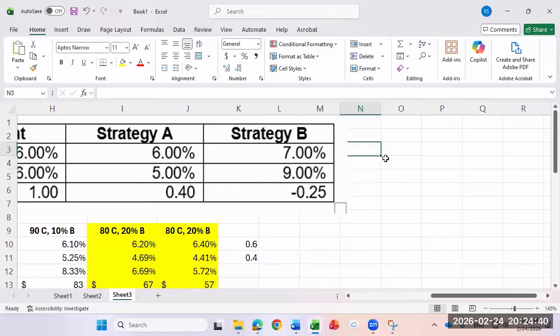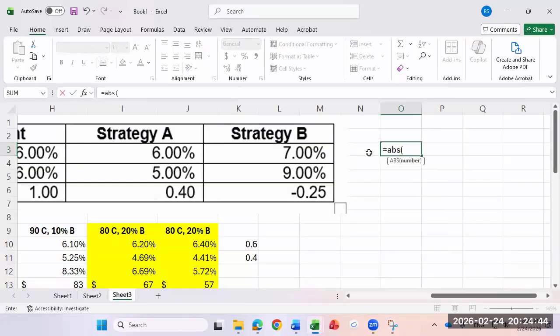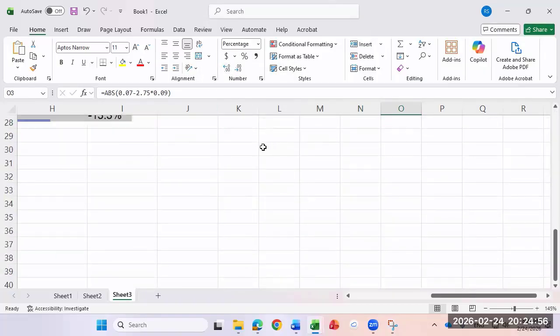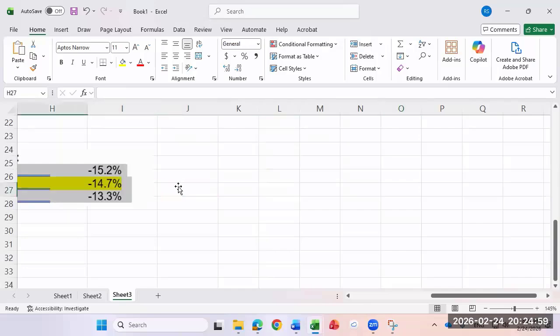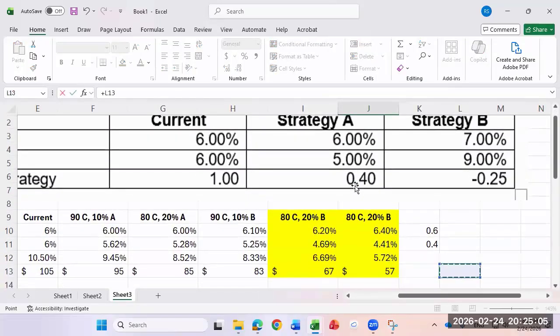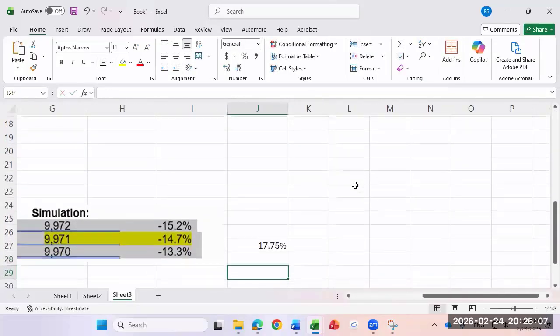So his mean was 7%. Number of standard deviations 2.75. His risk was 0.09. That gives you a VAR of 17.75%. What did the simulations give you? Gave you a VAR of 14.7%. Does he have a case that parametric overstates his risk?